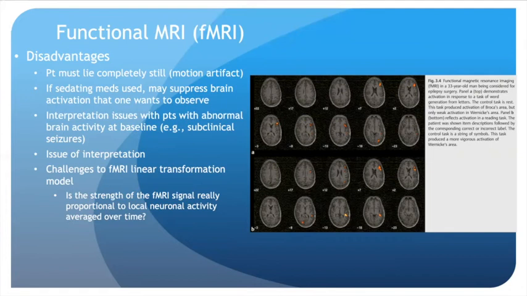Are multiple areas of activation, like the changes in the blood flow patterns, caused by a particular task or due to changes in oxygenation in draining veins far away from the source of the activity? Brain activation for even simple cognitive tasks is distributed across neural networks. So localization studies assume activation of a particular region is correlated with performance of a particular task, but spatial precision is somewhat deceptive. Challenges to the fMRI linear transformation model have also been posed. Like, is the strength of the fMRI signal really proportional to local neuronal activity averaged over time? These are questions that still need to be answered.